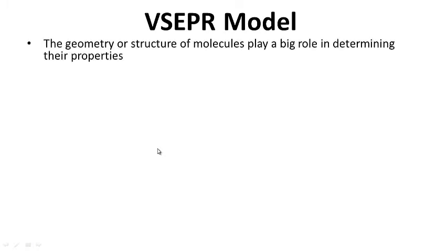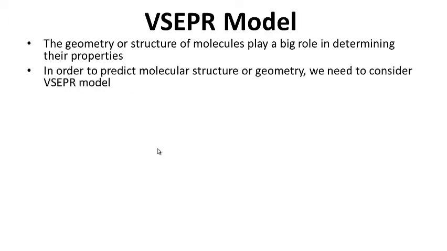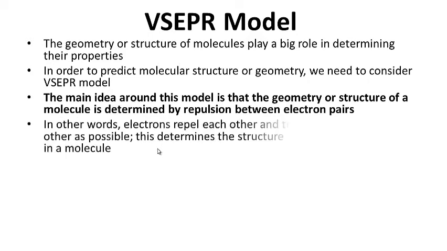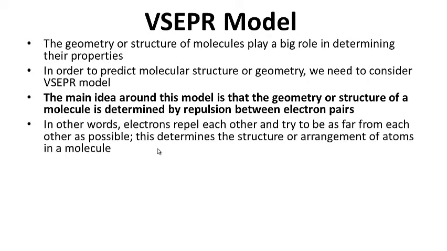All right, so the VSEPR model. The geometry or structure of molecules plays a big role in determining their properties. In order to predict molecular structure or geometry, we need to consider the VSEPR model. The main idea around this model is that the geometry or structure of a molecule is determined by repulsion between electron pairs. Okay, so think about this. In other words, electrons repel each other and try to be as far from each other as possible. This determines the structure or arrangement of atoms in a molecule.